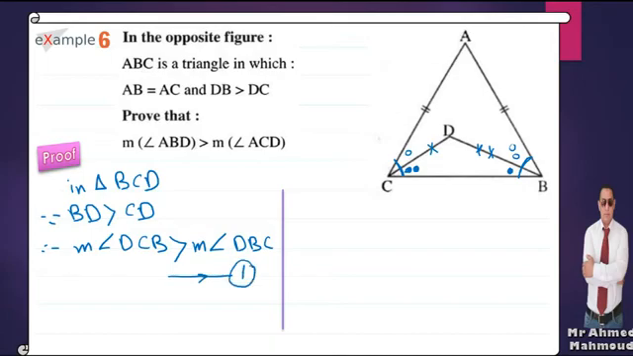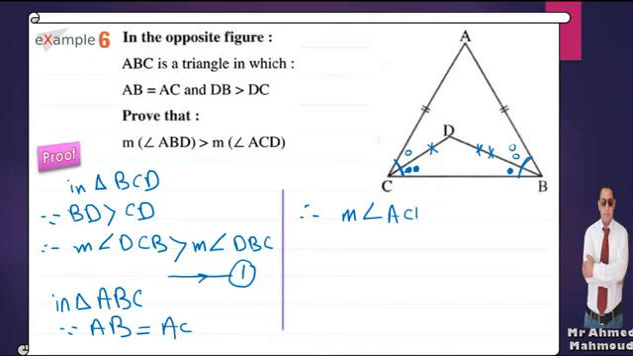Okay, in triangle ABC, since AB equals AC, therefore the measure of angle ACB equals the measure of angle ABC, and this is number 2.